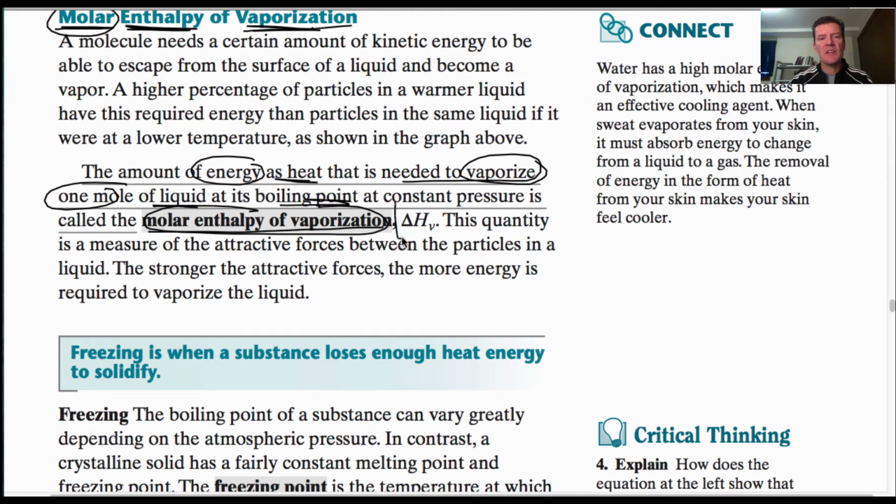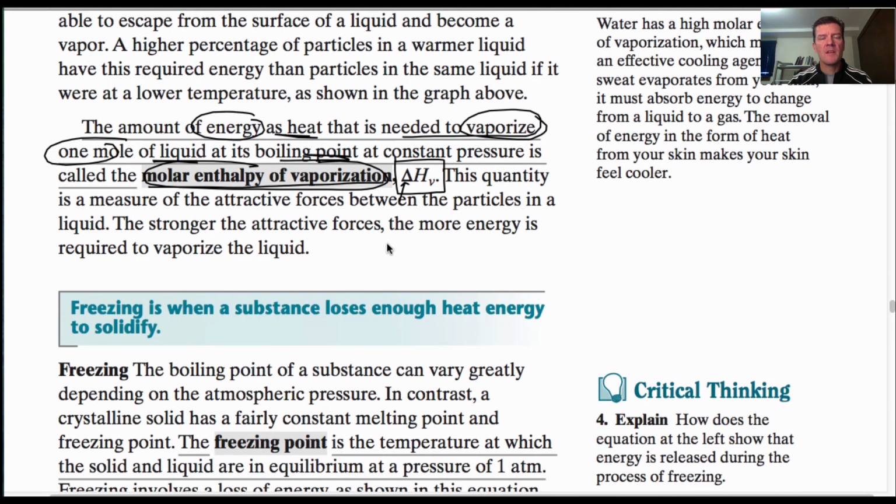That is called the molar enthalpy of vaporization, and you'll see that written as delta H. The delta here just means the change in heat energy, how much heat energy is needed to vaporize it. It's going to be different for every liquid because liquids have different forces holding them together. So the stronger the attractive forces between those liquid particles, the more energy it's going to require to vaporize that liquid.